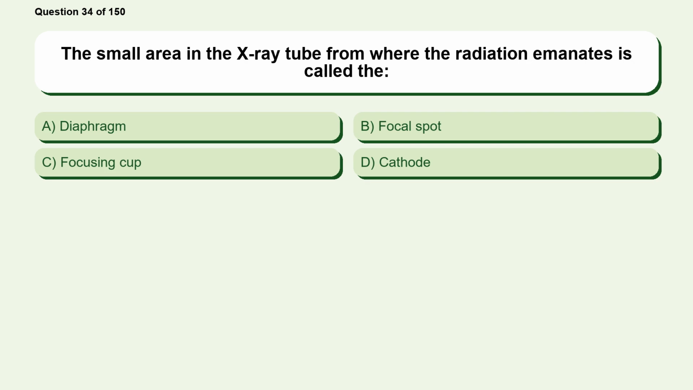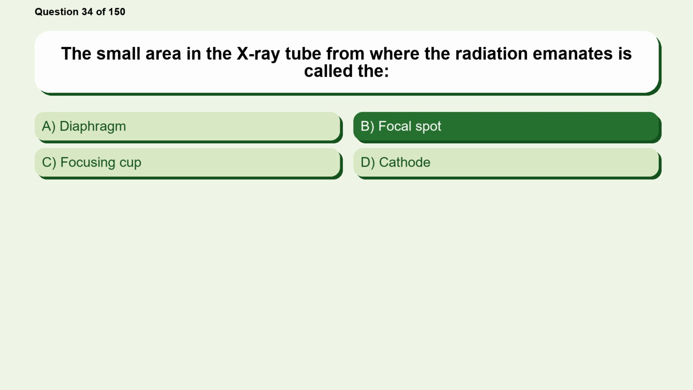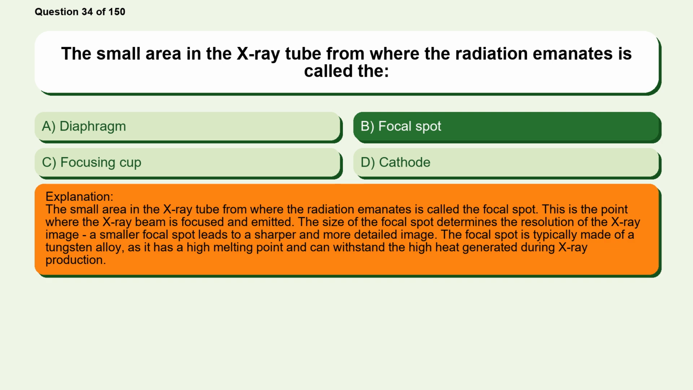Question 34. The small area in the X-ray tube from where the radiation emanates is called the: Option A, diaphragm. Option B, focal spot. Option C, focusing cup. Option D, cathode. The correct answer is Option B, focal spot. The small area in the X-ray tube from where the radiation emanates is called the focal spot. This is the point where the X-ray beam is focused and emitted.